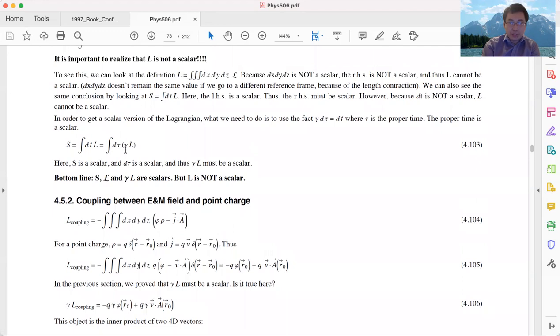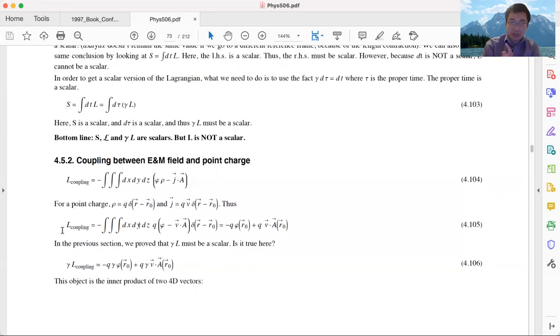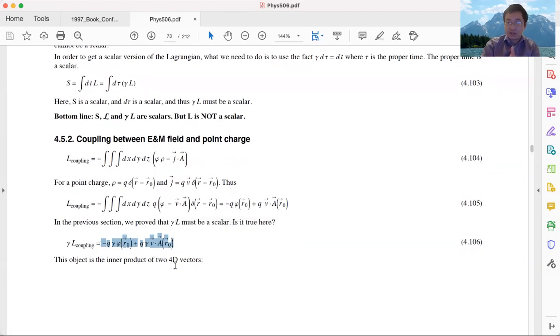We just mentioned in the previous section that the Lagrangian is not a scalar, but the Lagrangian times gamma should be a scalar. Let's check whether this is true. We take my Lagrangian for the point charge and multiply by gamma, where gamma is 1 over the square root of 1 minus v over c squared. It's the same two terms, but with the gamma factor in each. I want to argue that this is a 4D scalar, and indeed it is.